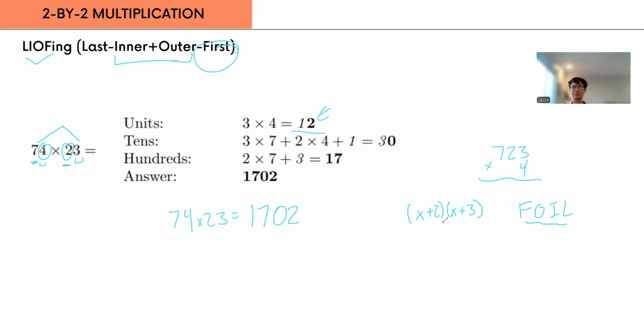It's the first times the first one, which is x squared, plus the outers, which is x times 3, which is 3x, plus the inners, which is 2x, plus the last ones, which is 2 times 3, which is 6, right? So this is what they use to teach this. This is just going in reverse order because again, this way is faster when you're thinking about not carrying over. If you're in elementary, well, most people in here are less than eighth grade anyway, so you wouldn't have seen it. But this is a preview of what you'll be seeing later on in middle school.